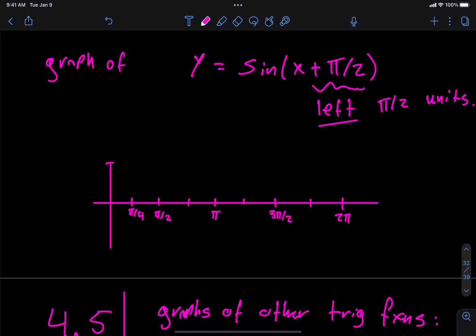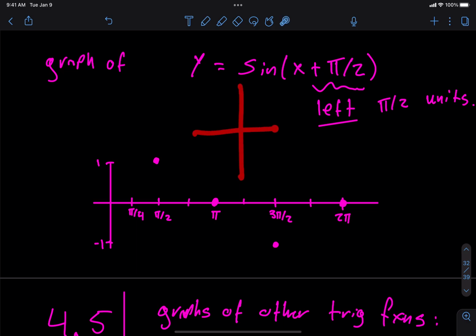Sine should have height 1 when? Height 1 at pi over 2. It should have height 0 at pi. It should have height -1 at 3 pi over 2. And it should have height 0 again at 2 pi.